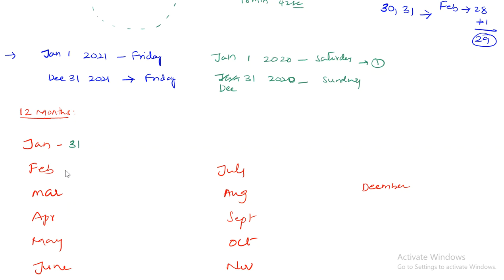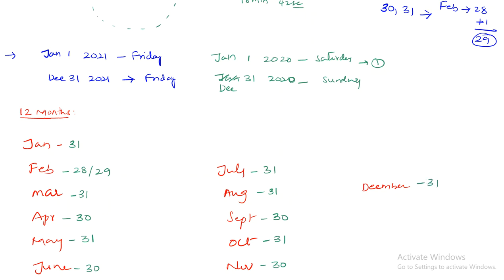So January month will have how many days? It will have 31 days. February, if it is not a leap year, will have 28, or if it is a leap year, 29 days. March is 31, April 30 days. Let me correct: May 31, June 30, July 31, August 31, September 30, October 31, November 30, and December 31 days.